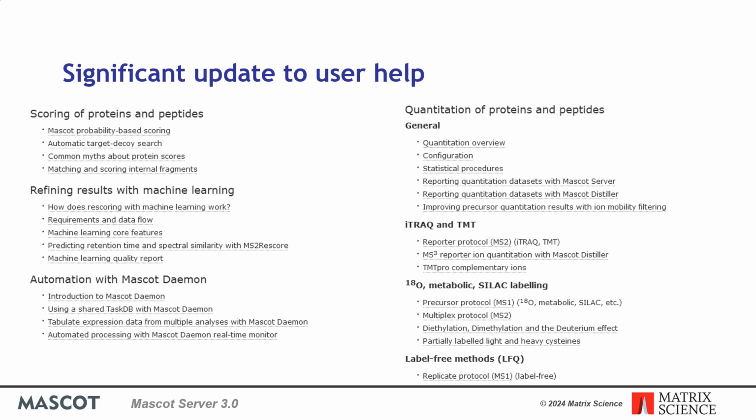The user help shipped with Mascot has been thoroughly reviewed and updated. All the content has been checked for accuracy. Dozens of new help topics and tutorials have been added. For example, details about Mascot scoring, machine learning, automation with Mascot Daemon, and a lot more about quantitation with Mascot.